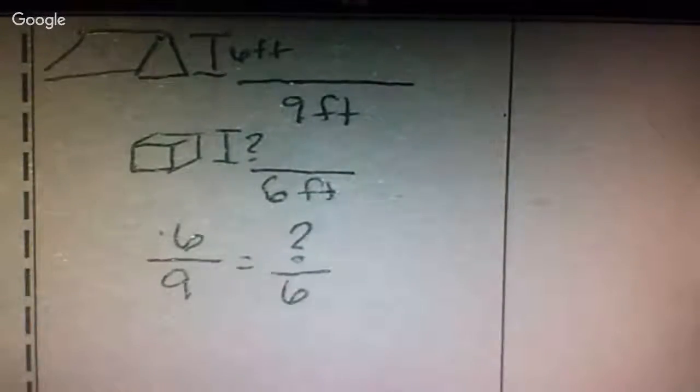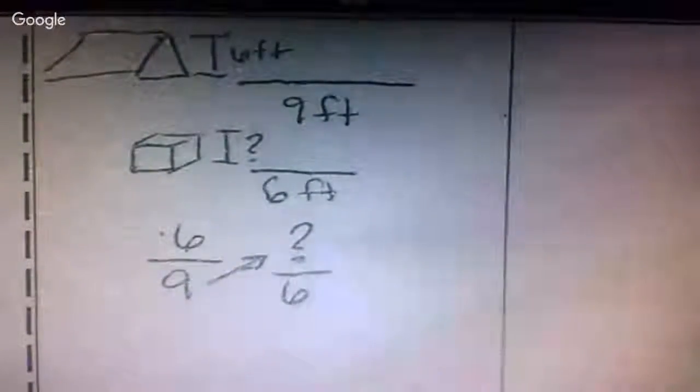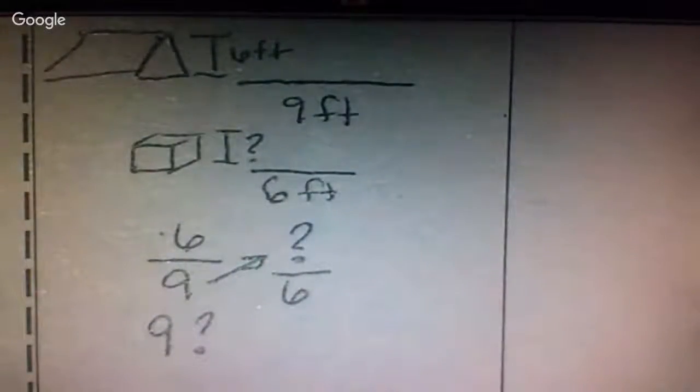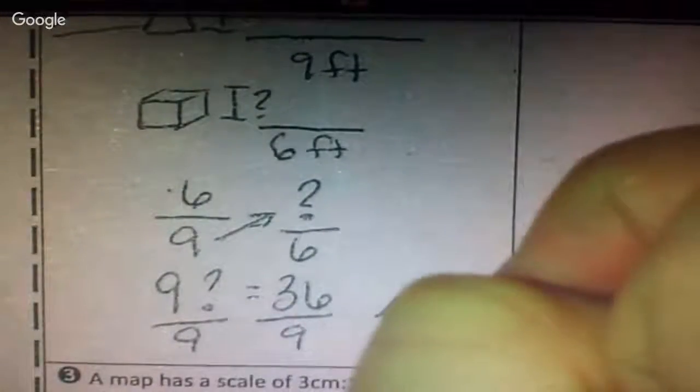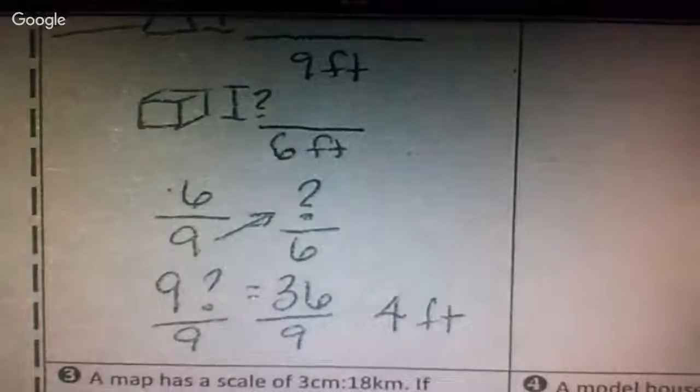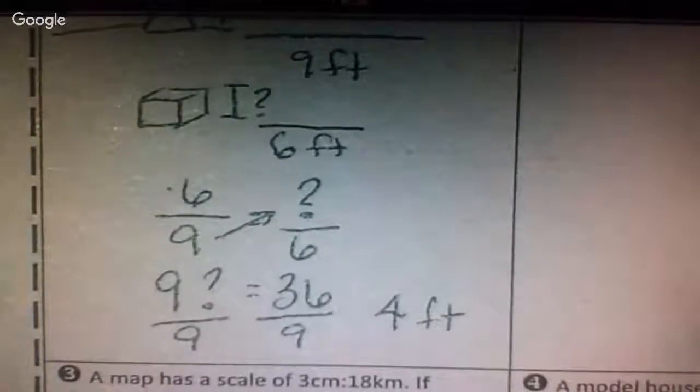So when I cross multiply, I get 9 times some number I don't know. You can make it X if you want. Equals 6 times 6, which is 36. Divide by 9. That means my cardboard box is 4 feet tall. That's a pretty big cardboard box.